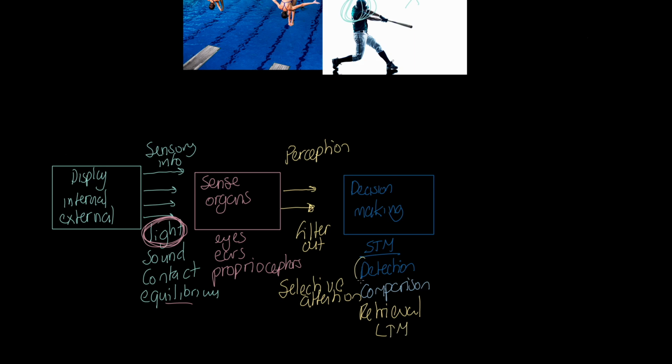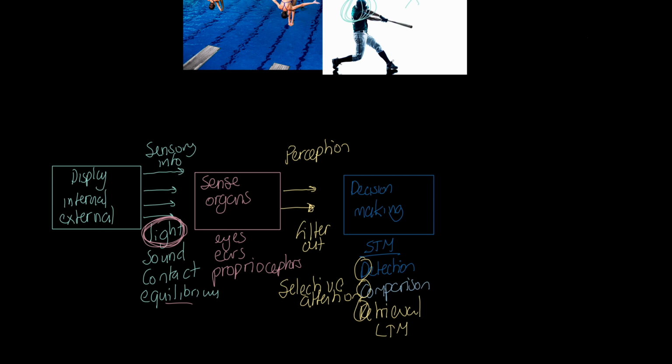And this, by the way, is called the DCR process. The decision making is detection of the relevant information. We compare it to previous experiences and we retrieve the right movement. So that is what this batsperson's doing. It's very rapid, by the way, almost instantaneous. This decision making occurs in the short-term memory. It's comparison to the long-term memory, retrieving the movement from the long-term memory, and then we implement that movement.